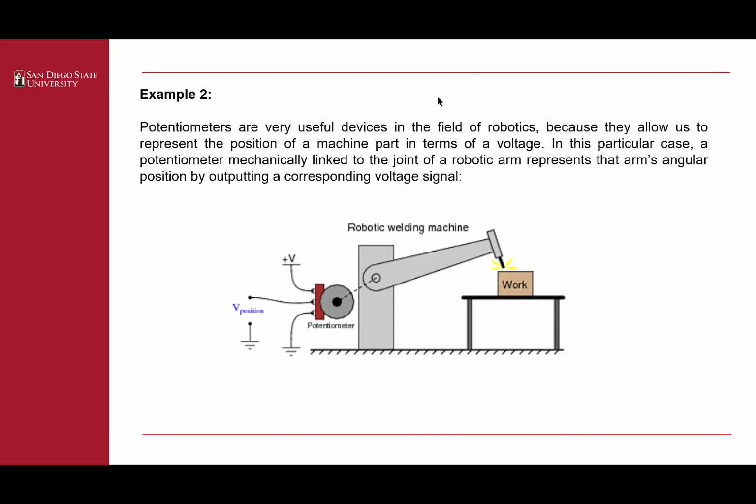Let's move on. Potentiometers are very useful devices in the field of robotics because they allow us to represent the position of a machine part in terms of a voltage. In this particular case, a potentiometer mechanically linked to the joint of a robotic arm represents that arm's angular position by outputting a corresponding voltage signal. So if you ever have dealt with automation, control, embedded design, robotic design, etc., you may have seen or worked with potentiometers, but otherwise this can still be an interesting example for you.